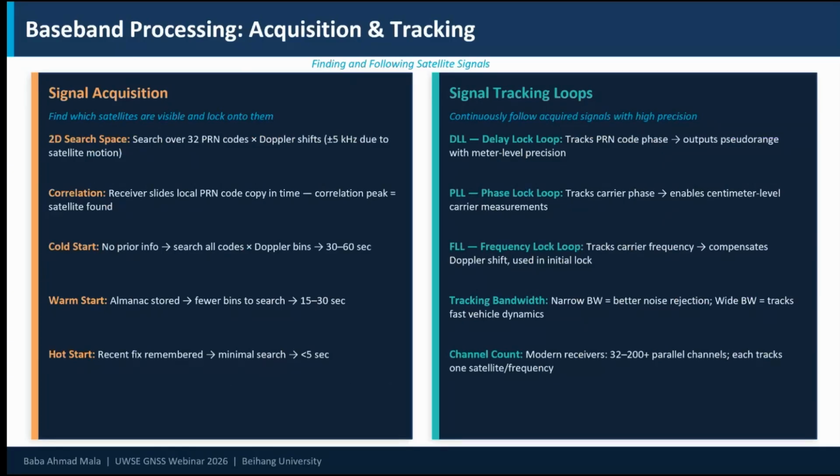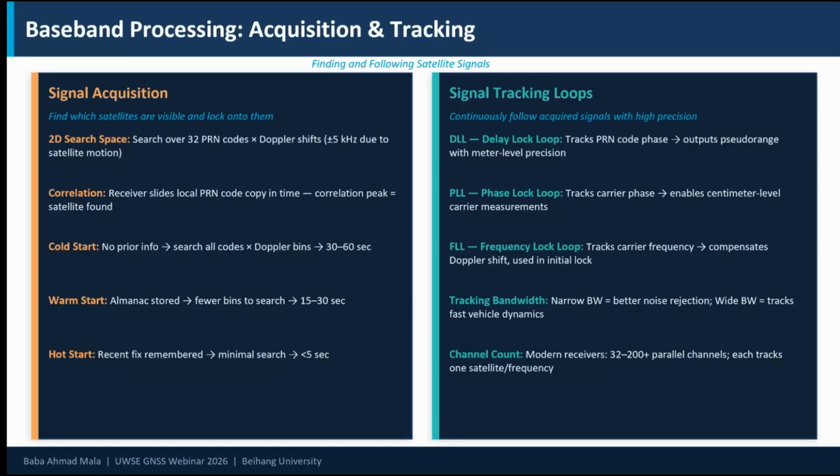Next is the baseband processing, acquisition and tracking. I'm going to talk about the signal acquisition. Signal acquisition searches a 2D space over 32 PRN codes multiplied by the Doppler shifts. Next, it makes a correlation, which is a reverse local PRN code copy in time. The correlation peak indicates that a satellite is found.